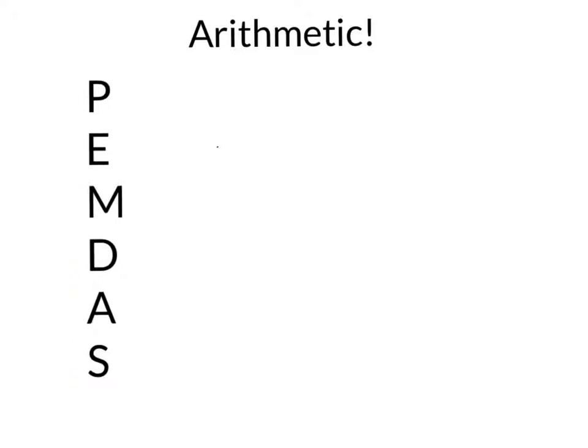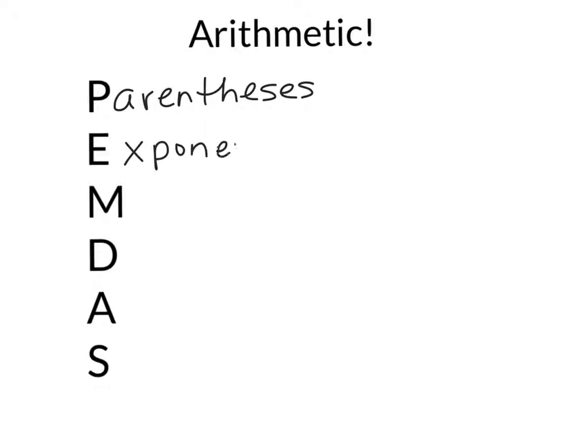The P in PEMDAS stands for parentheses. So if there are any parentheses or any other kind of grouping symbol, make sure you do the arithmetic inside those parentheses first. The E in PEMDAS stands for exponents. So if you have any powers, you would take care of that next. Okay, the M and the D stand for multiplication and division.